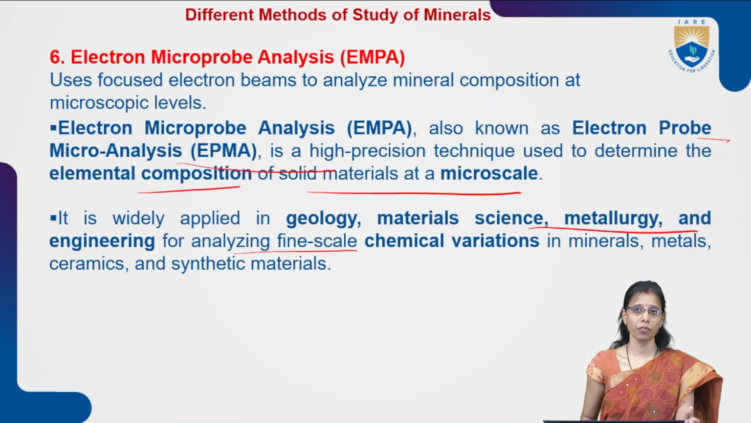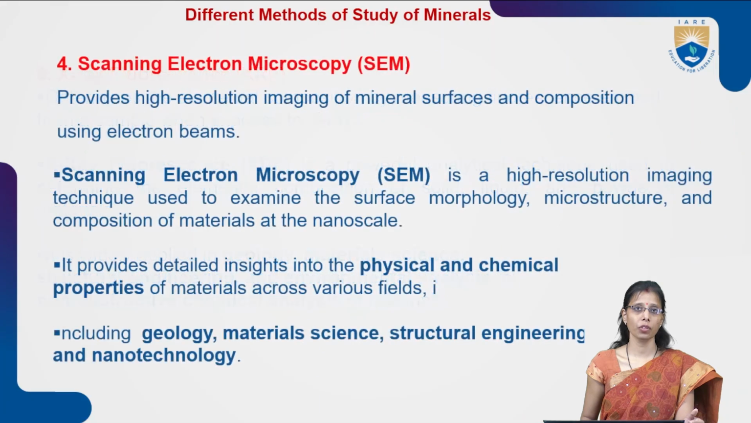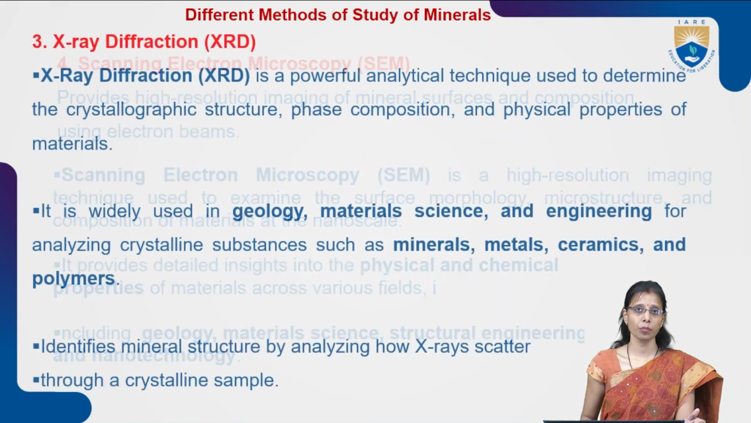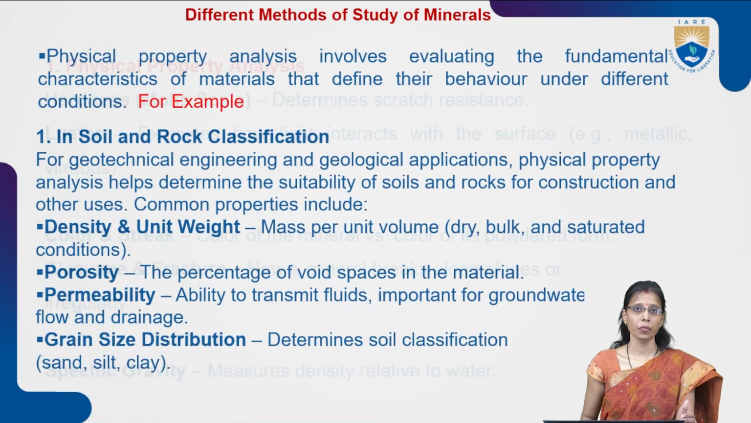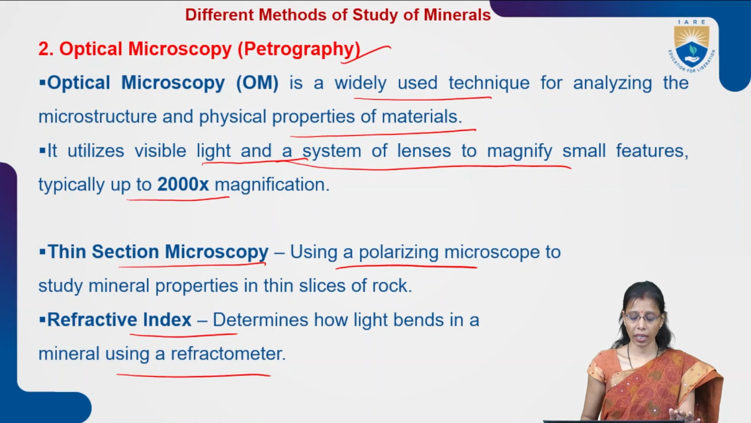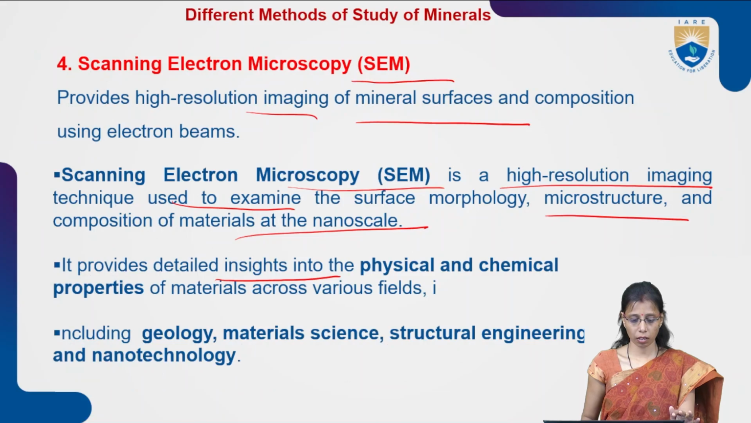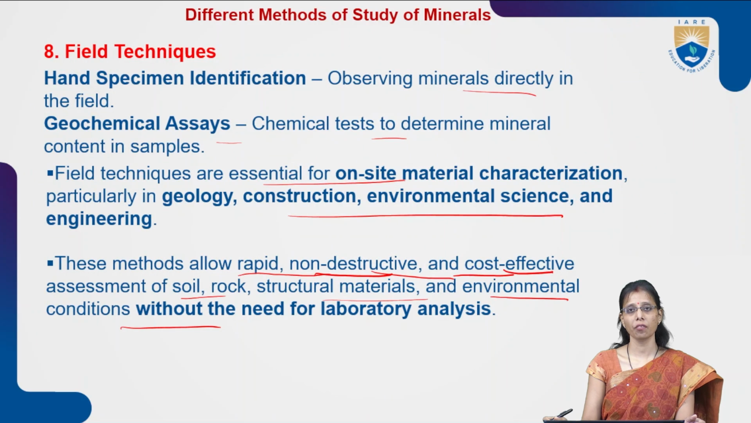Like electron microprobe, we also need an instrument to determine the composition. X-ray fluorescence is also a very costly method. Scanning electron microscopy also comes under the costly methods, as does X-ray diffraction. So basically we use either physical property analysis or optical microscopy, and finally the field technique, which is the easiest, very useful, and very effective technique at very low cost. So these are the different techniques you can use to identify mineral properties and their composition.